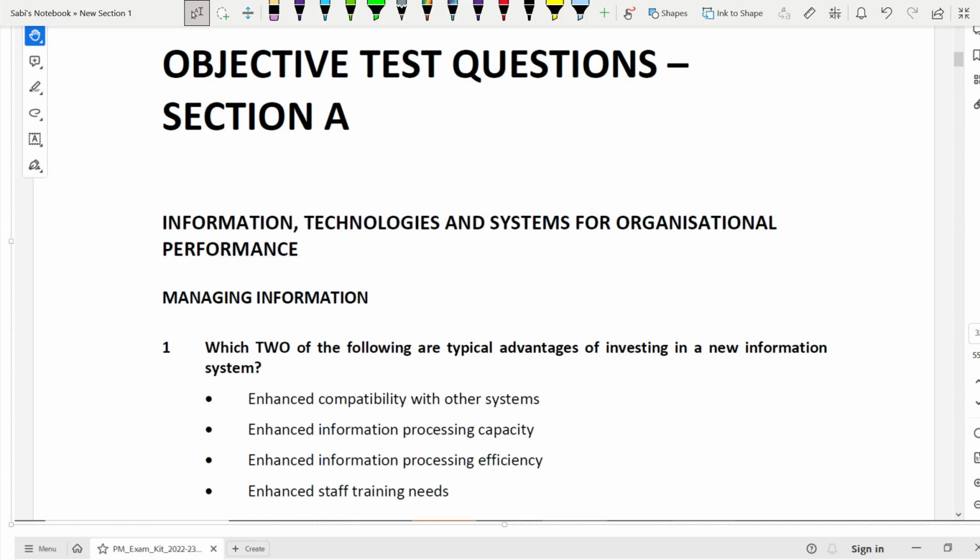For example, in your performance management, even though I've not done the lectures yet, I'll be solving the revision kit questions first, and inshallah for the December session I'll be doing the performance management lectures. But for the September session I'm doing the revision kit solutions.